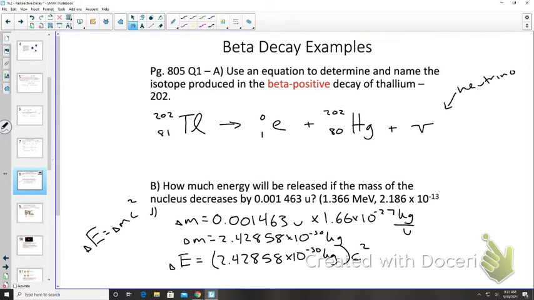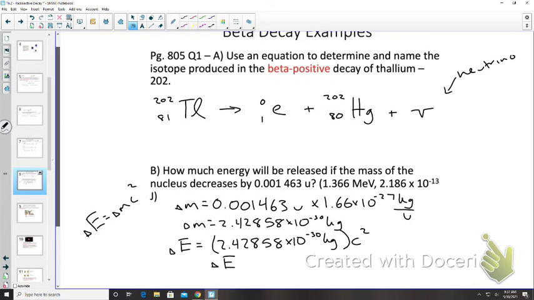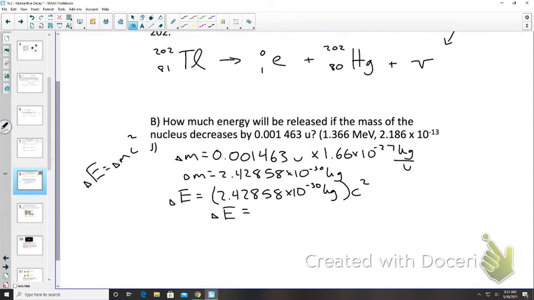And if we multiply that by the speed of light squared, we get a change in energy equal to 2.186 times 10 to the negative 13 joules. Or if you want to put this into electron volts, you can divide that by 1.6 times 10 to the negative 19 joules per electron volt.